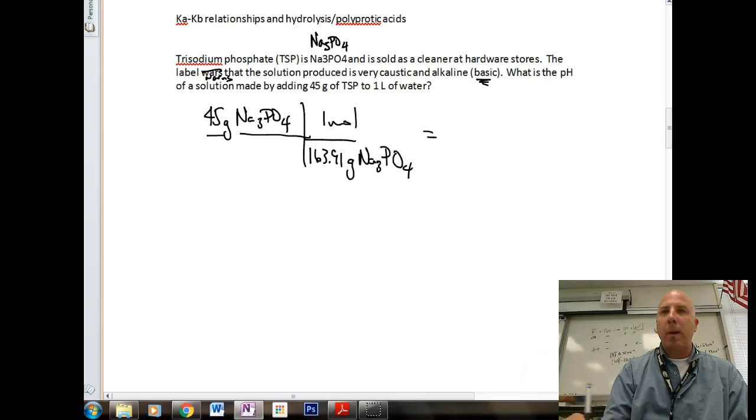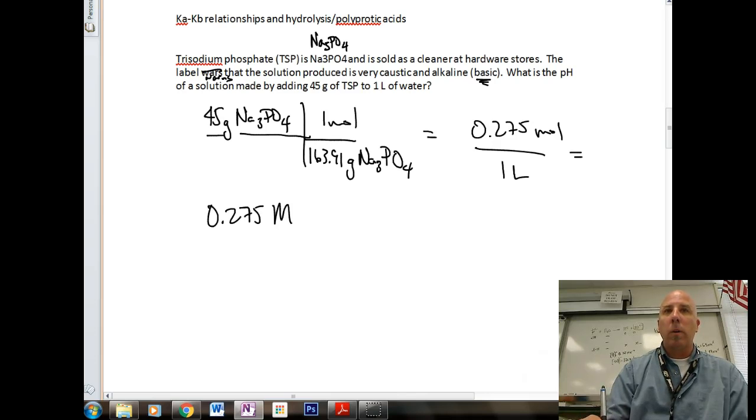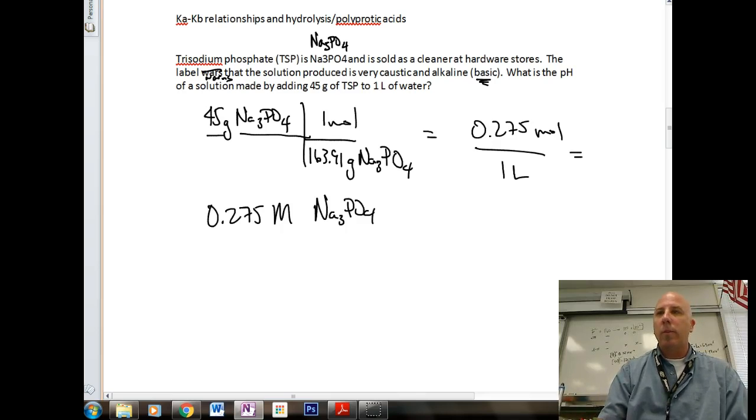163.91 is our molar mass. Divide those two and we get 0.275 moles. We're then going to convert that to molarity by dividing by 1 liter. Okay, it's the same. So we get 0.275 molar sodium phosphate. That's the solution that gets made.